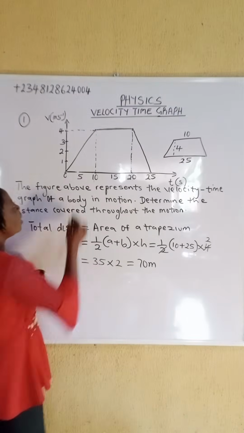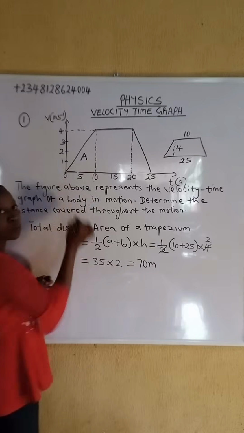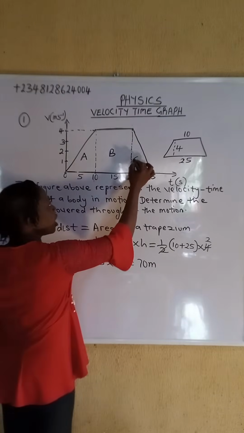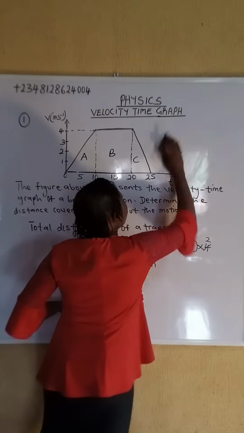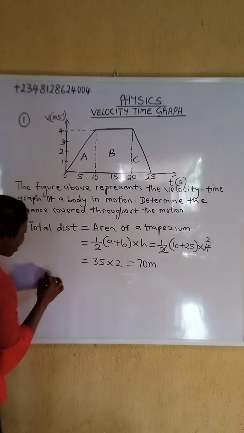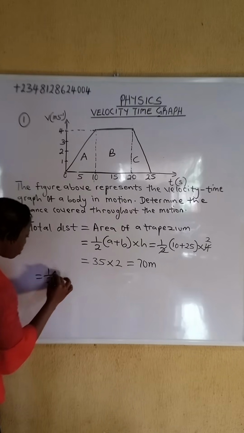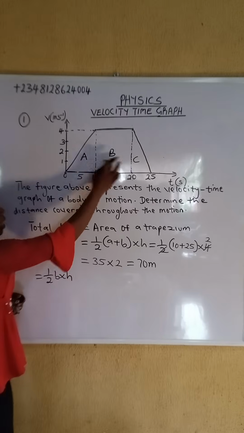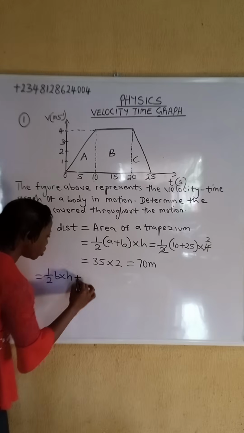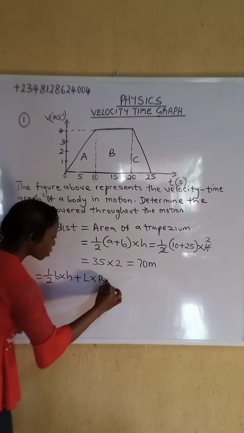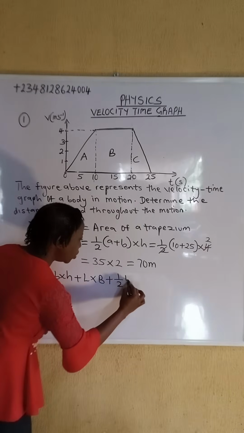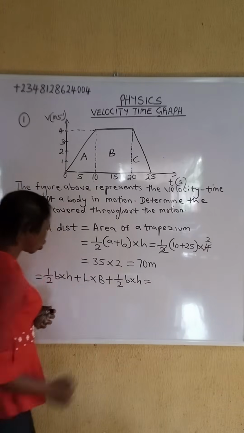Then you can also use the area of the first shape plus the area of the second shape, plus the area of the third shape. So that will be the area of a triangle. The first shape is a triangle. Then area of a triangle is half base times height. Then plus the area of a rectangle. B is a rectangle. Rectangle is length times breadth. Then the third shape is a triangle. That will be half base times height. Then which is equal to what?